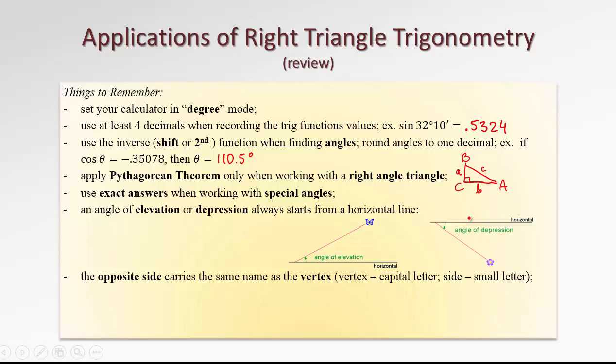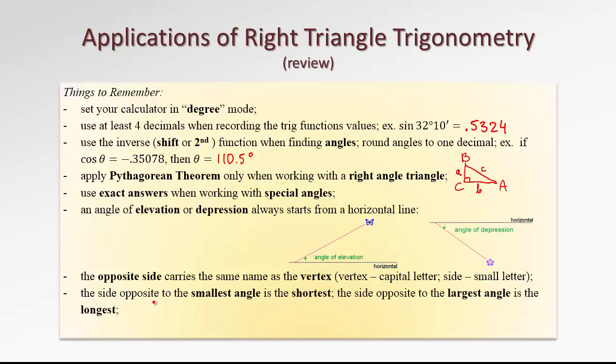Also, we know that the side opposite to the smallest angle is the shortest. So for example, in this triangle, this angle looks like the smallest, therefore the side that is opposite to it, a, is the shortest. The side opposite to the largest angle, in this case the hypotenuse, is the longest. And the middle side is opposite to the middle angle. Finally, to solve a triangle means to find all missing angles and sides. So if something is not given, we need to find it.